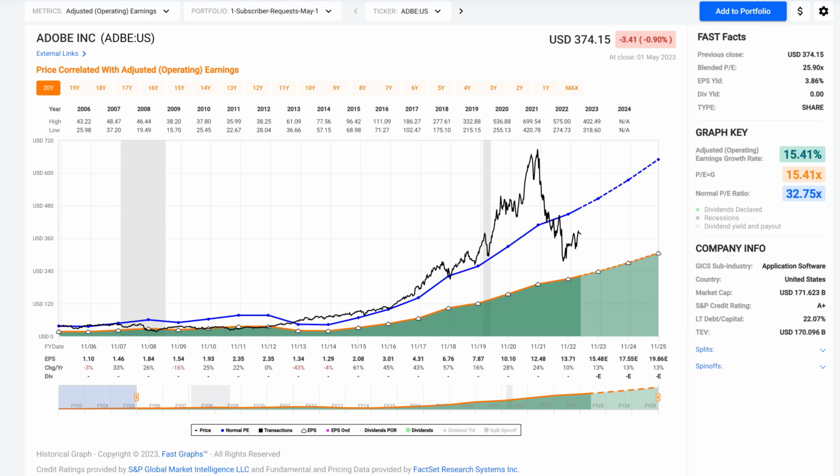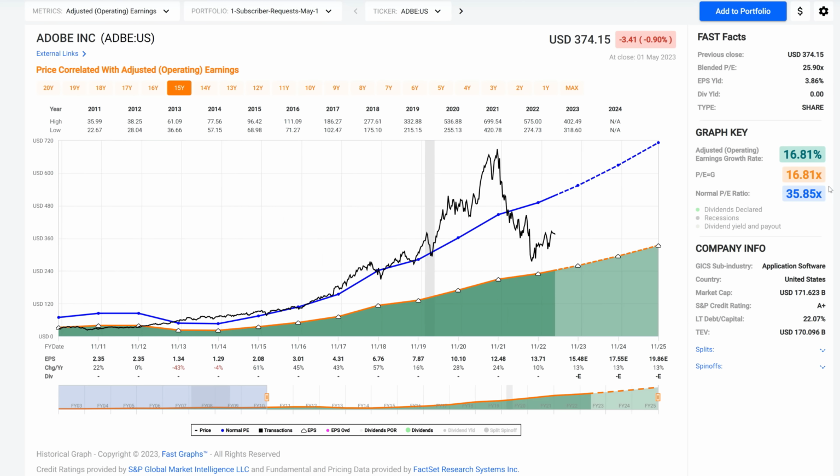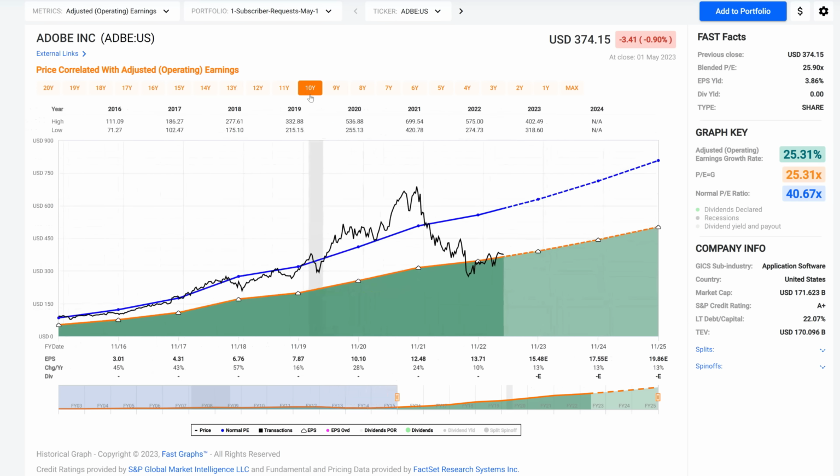Now, I can go through this 1 year at a time, or I can do it in chunks. I can then shorten it to a 15-year graph. Now I've got 16.81% growth. Okay, that's telling me this company is a pretty consistent grower at, we'll call it, 15 to 20% a year. I shorten this by another 5 years, and so I go ahead and click the 10-year chart here. And now I've got all of a sudden 25% growth.